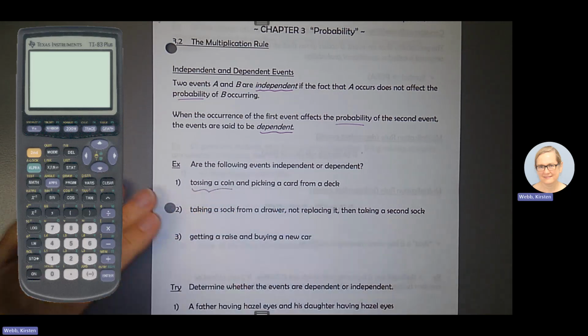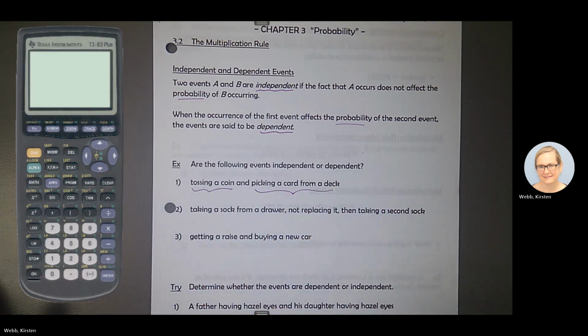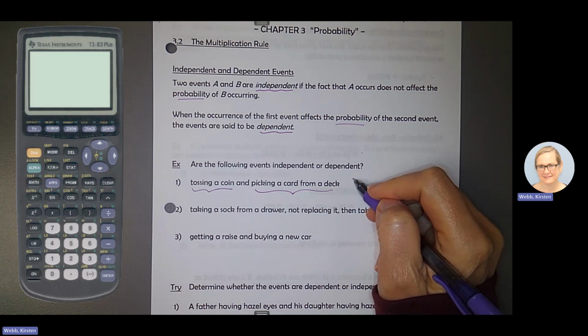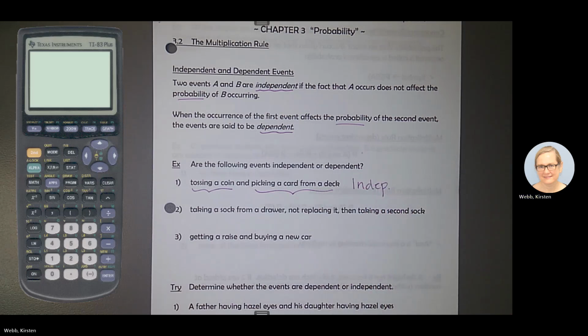So let's say you did toss the coin, you got heads or tails. Does that affect the probability of what you pick out of the deck? No, so these would be independent. You got it. Totally separate things, no link between the coin toss and the card that we're picking.